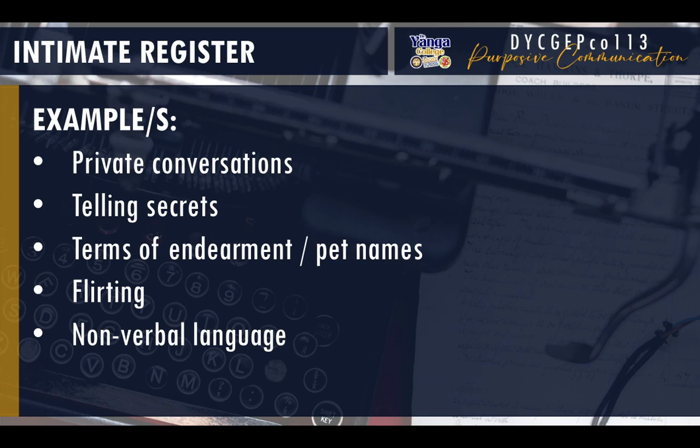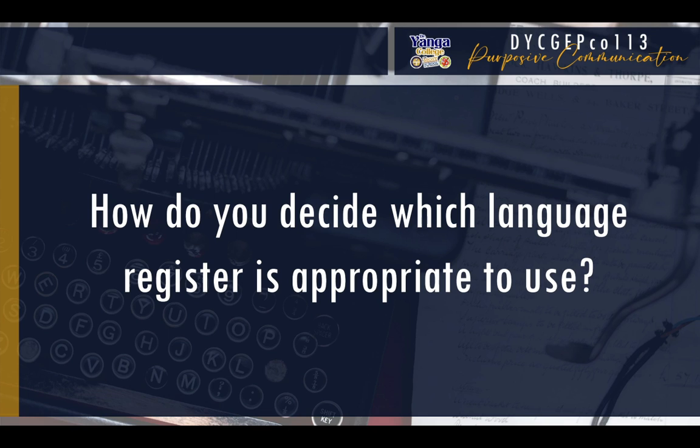Okay? So, examples of intimate registers are private conversations, telling secrets, terms of endearment or pet names, flirting, and even non-verbal language. Okay? Yung mga body language natin with our partners, intimate register sila. Now, how do you decide which language register is appropriate to use? Kumbaga, how do we know what level of formality we should use in a certain situation? So it's important that you know that.